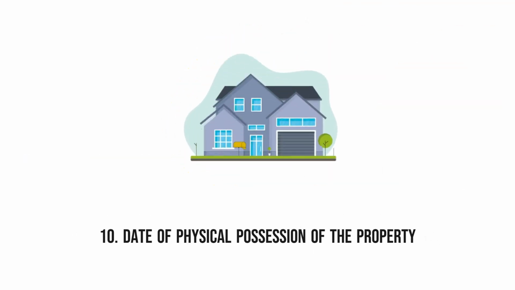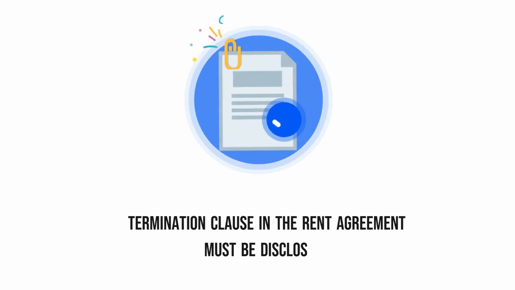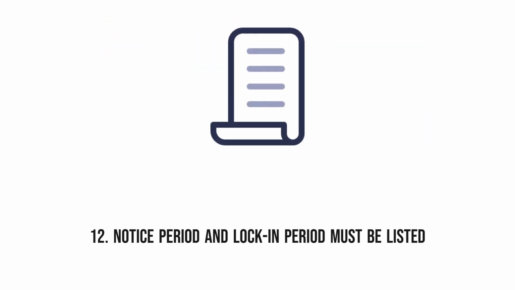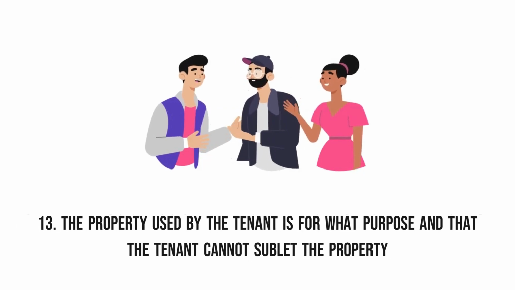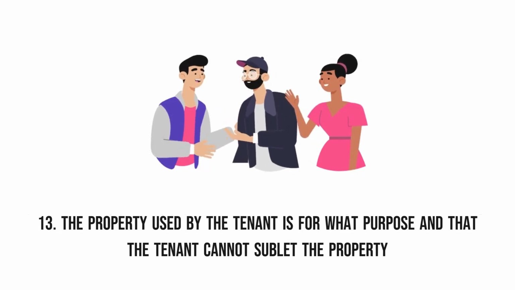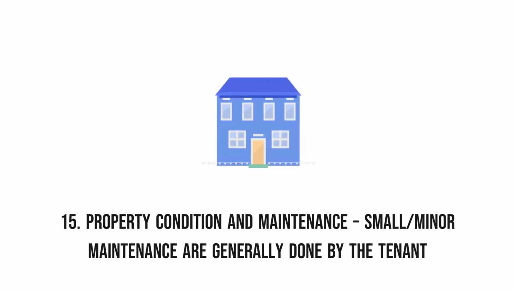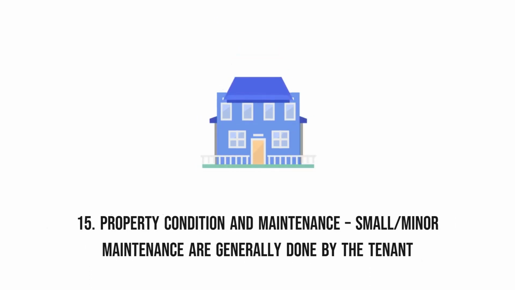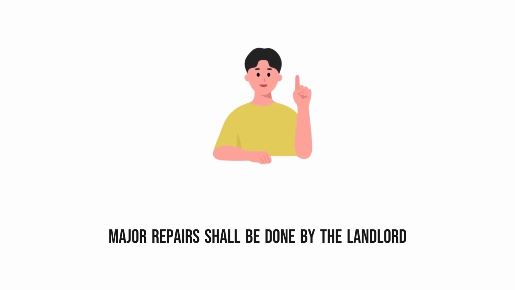Date of physical possession of the property. The termination clause in the rent agreement must be disclosed. Notice period and lock-in period must be listed. The purpose for which the tenant uses the property should be stated, and the tenant cannot sublet the property. Alterations in the property without the permission of the landlord cannot be done. Property condition and maintenance: small minor maintenance is generally done by the tenant. Major repairs shall be done by the landlord.